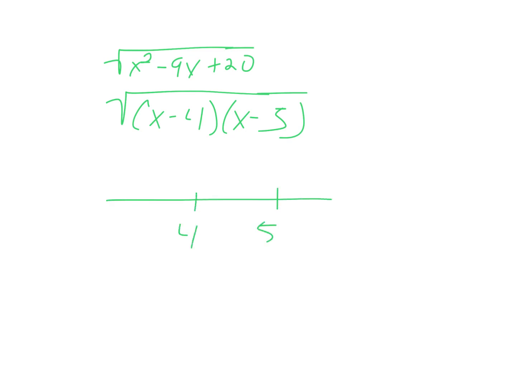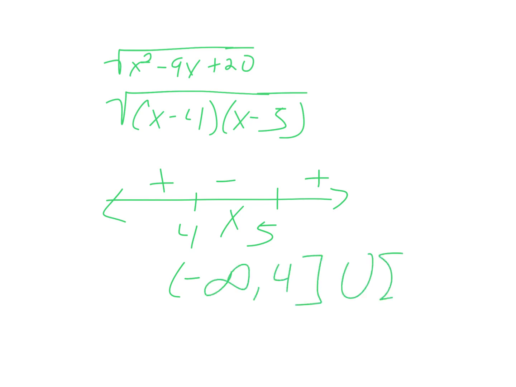Greater than 5, you're going to get a positive, we're good. Between 4 and 5, one's going to be positive, one's going to be negative, so nope, can't do that one. And less than 4, both are going to be negative, you multiply them together to become positive, so that's going to work. Yay. Now in this case, remember, what's inside a square root can be 0, so we are going to include 4 and 5 in our solution. So it's going to be negative infinity to 4 and 5 to infinity, including 5 as well. And that's everything.